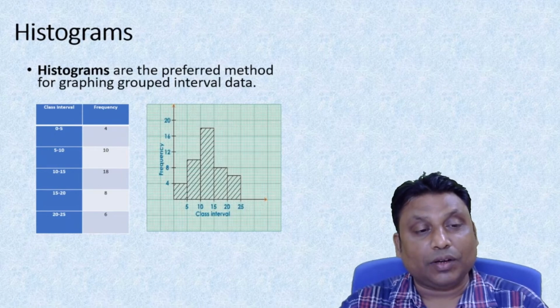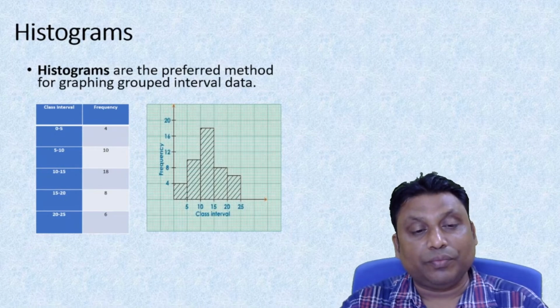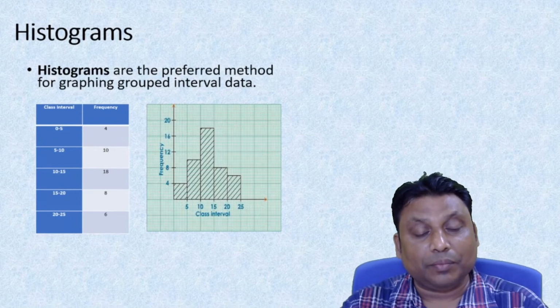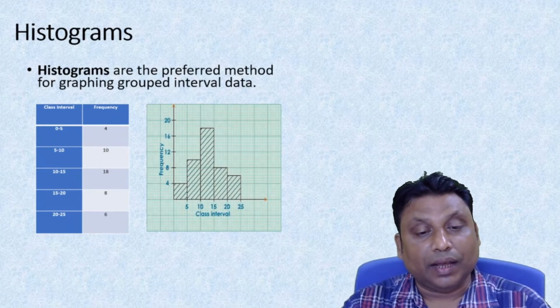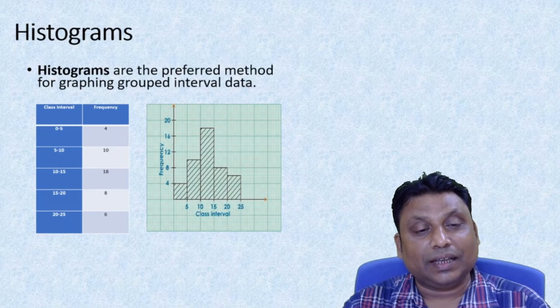Similarly, for 5 to 10, what is the value? 10. Make a bar. Then 10 to 15, the value is 18. This is one bar. Similarly, 15 to 20 is a bar, and 20 to 25 is another bar. Yes or no? So if you are representing it like this, then this diagram is called the histogram.